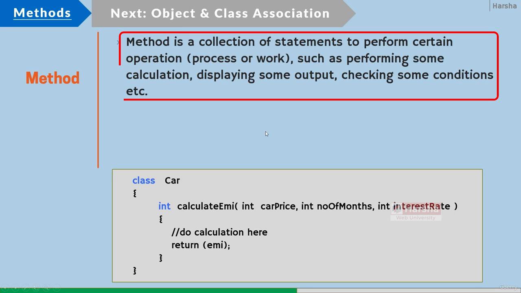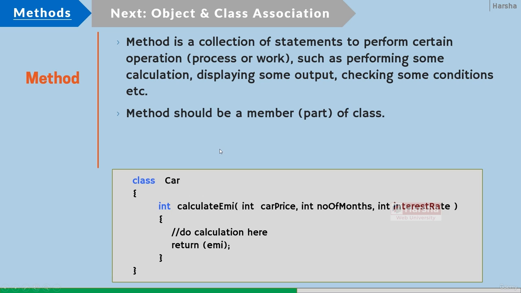A method is a collection of statements to do some particular process or operation. You may want to create a method for reading the inputs. You may want to create a method for doing the calculation. You may want to create a method for displaying the output. You may want to create a method for any individual operation that can be performed one or more times.